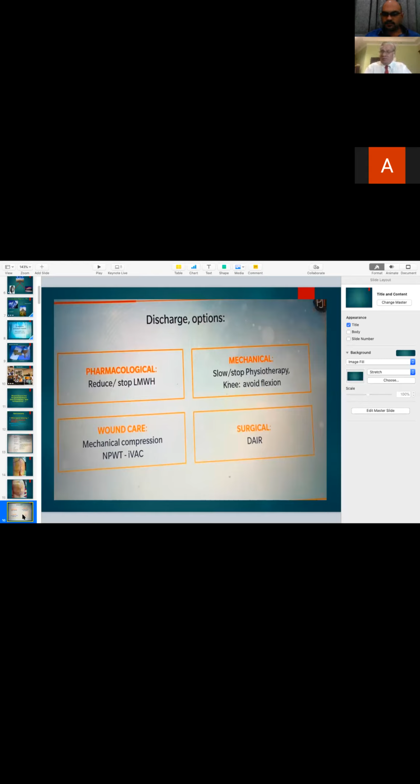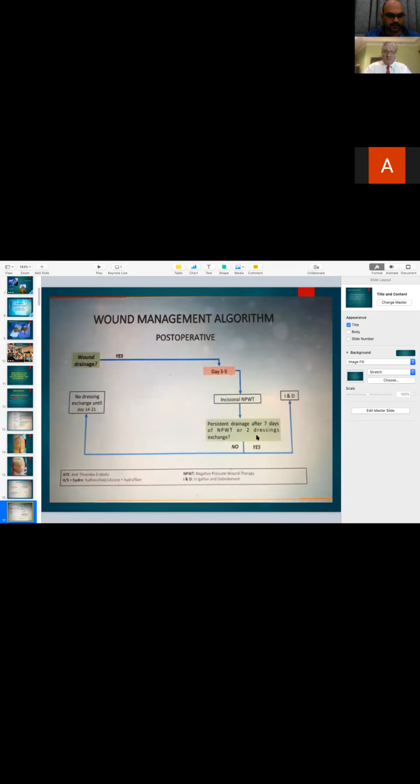Pharmacological: stop the anticoagulant. Mechanical: we stop the physiotherapy. And if it is continuous for 5 to 7 days, we use VAC. If it's more than 7 days, we go to surgery. And this is your principle for wound management.